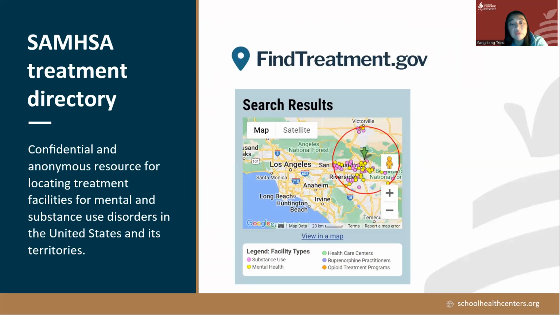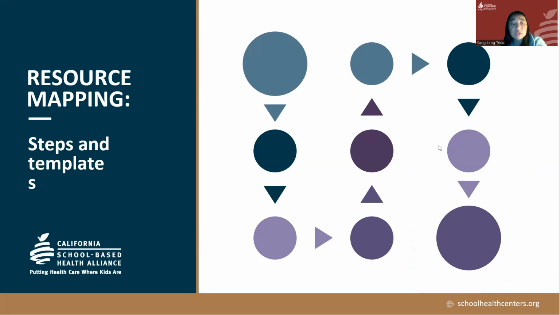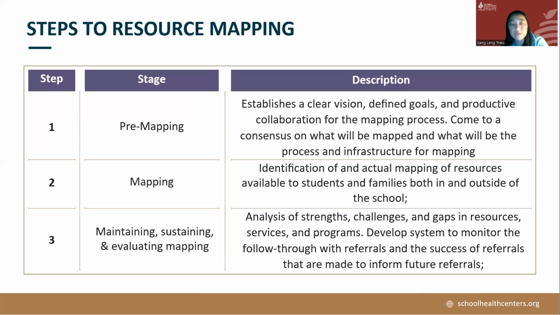For the mental health side, we do have SAMHSA, which is the Substance Abuse and Mental Health Services Administration, the federal department for mental health. They have a treatment directory that you can go to, and it's just findtreatment.gov. Similar to the CHISER one, you enter your address and it'll pop up, using a radius, where the local treatment areas are for you to consider either adding as a referral source or thinking about partnerships. I also want to share now the resource mapping steps and templates, a few that I'll share.